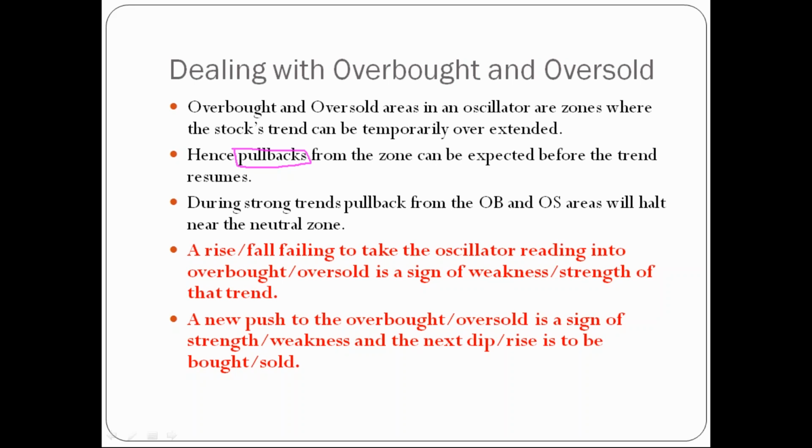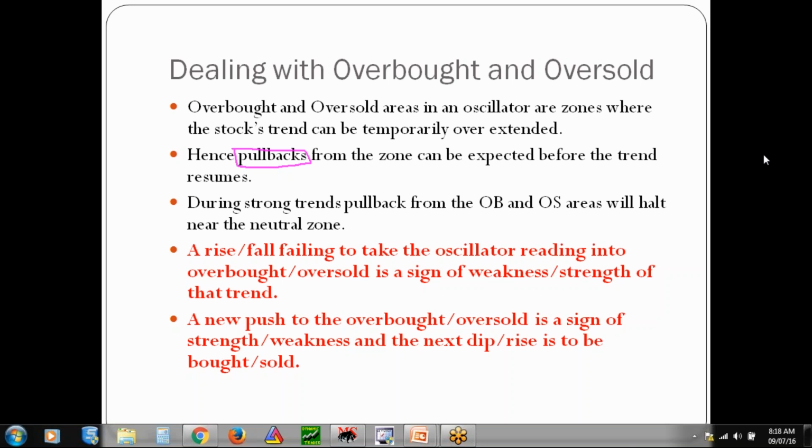During strong trends, a pullback from the overbought and oversold areas will halt near a neutral zone. The neutral zone is the 50 level of the RSI, where the bull and the bear powers are equal. So when we move into an overbought or oversold area, we get a correction, dive down into the neutral zone near 50, and then resume the trend again. Any move from the overbought and oversold area is just a pullback in the ongoing trend. It does not mean the trend has changed.